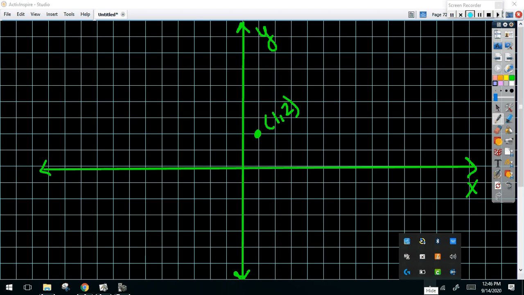The next one. 0, negative 3. Yeah, negative's that way. X is 0. Oh, X is 0. Makes sense. 0, -3. There you go. Wait, I thought that way was... X was 0 on this one.